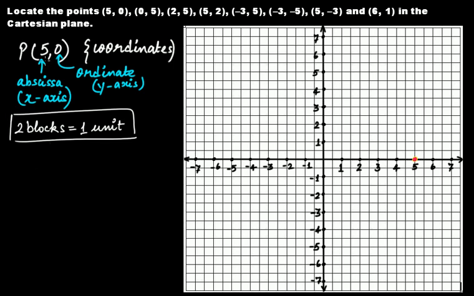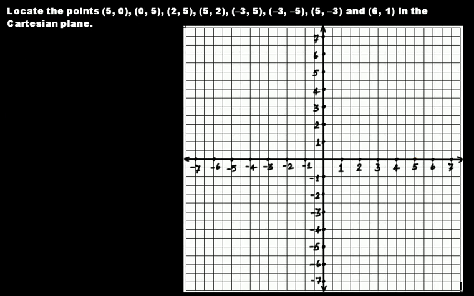Okay, so this 5, 0 is actually here, where this is talking about the number of units on the x-axis, and this talks about the number of units on the y-axis. Since this is 0, it means that this point P is actually on the x-axis itself. Okay.